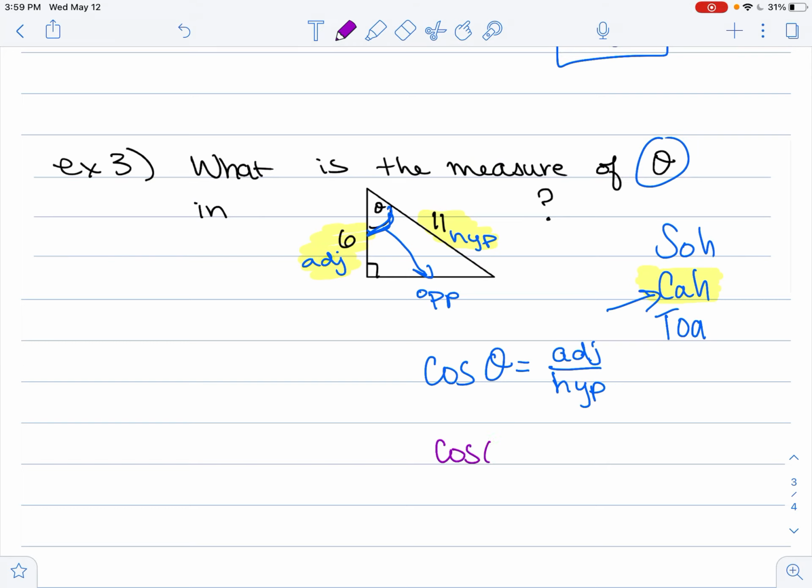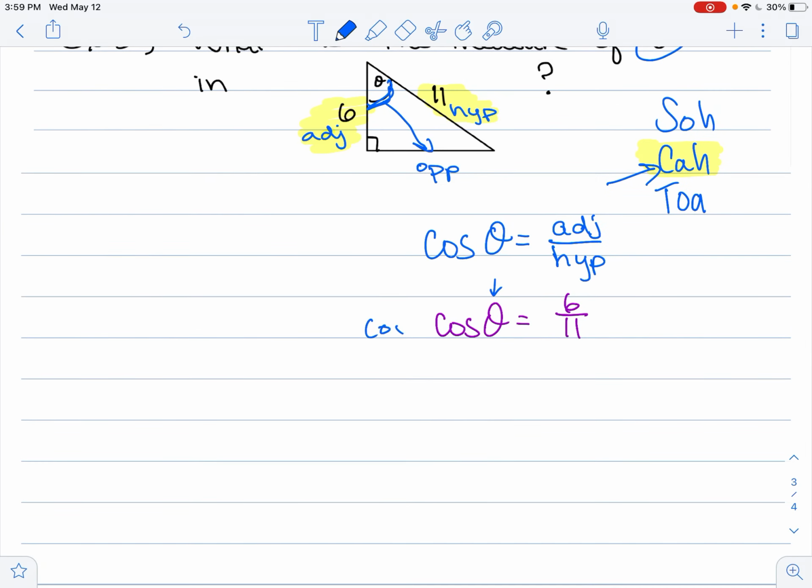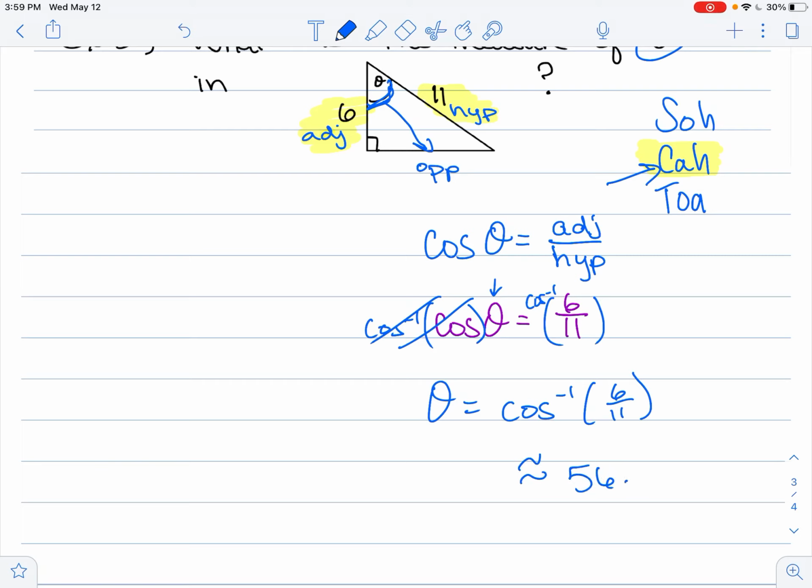So we're going to say the cosine of the theta that we're looking for is adjacent, which is 6, over hypotenuse, which is 11. So now that I know I want to solve for theta, I'm going to take the inverse cosine of both sides. That will cancel this out. We get theta equals the inverse cosine of 6/11. And if you plug that in to your calculator, we get inverse cosine 6/11, and we get this is approximately 56.9 degrees.